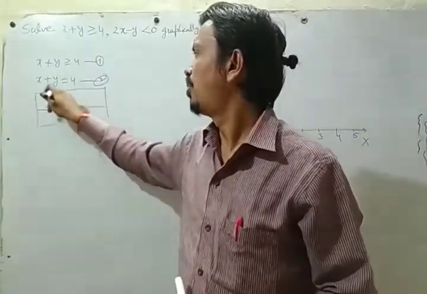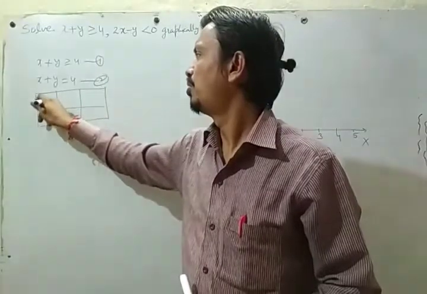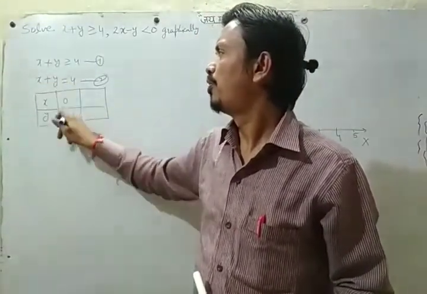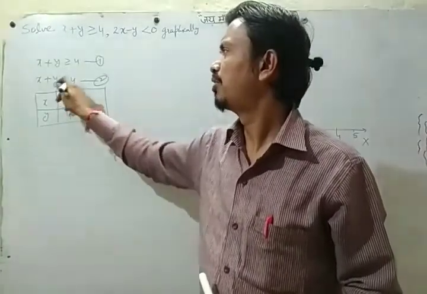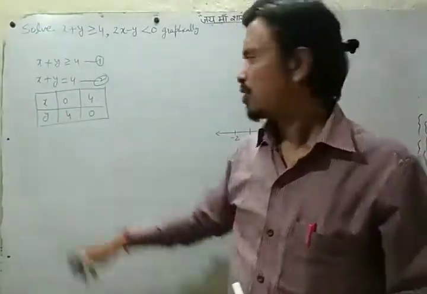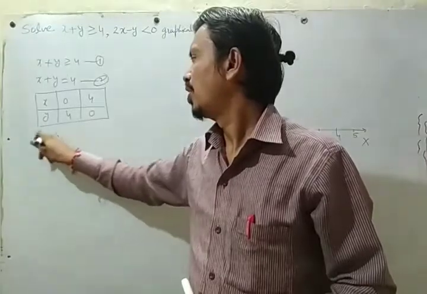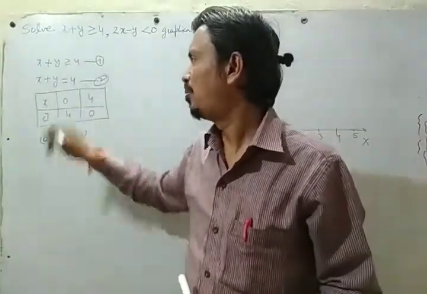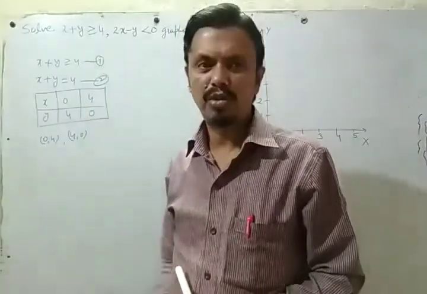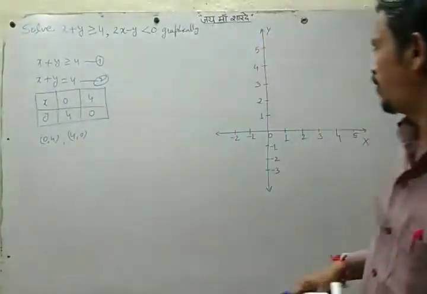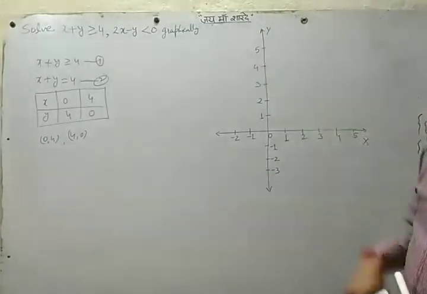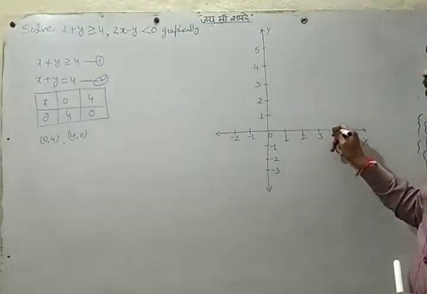So just replace x by 0, y by 0. Then what happens? When x is 0, y will be 4. When y is 0, x will be 4. So (0, 4) and (4, 0) are our solutions of this equation. It means this line passes through (0, 4) and (4, 0). So we plot these points on the graph: (0, 4), x 0, y 4, and (4, 0), x 4, y 0.